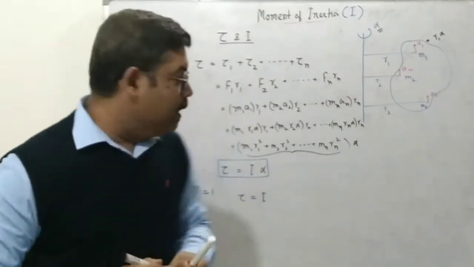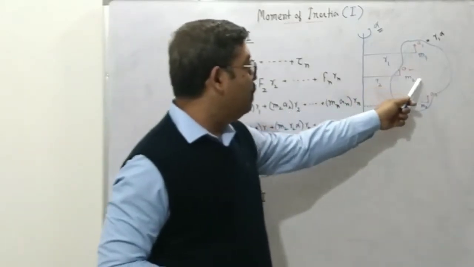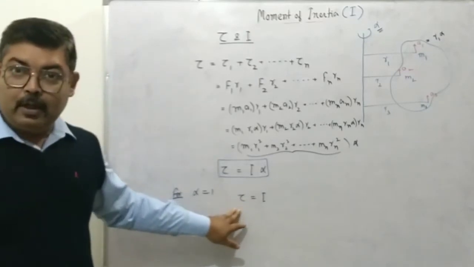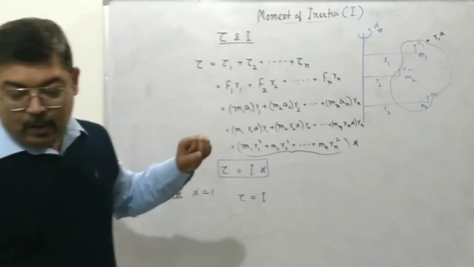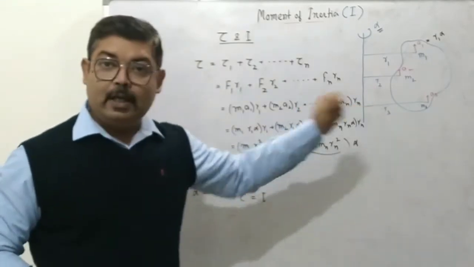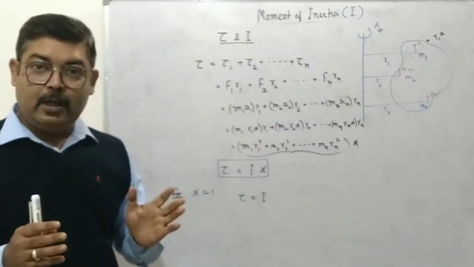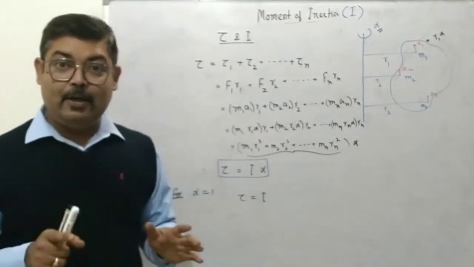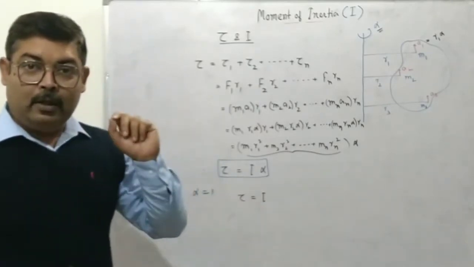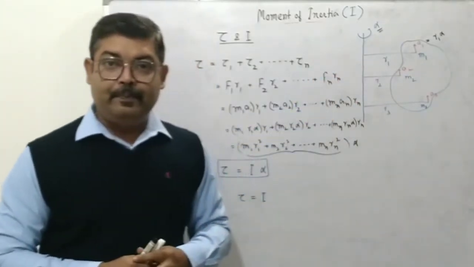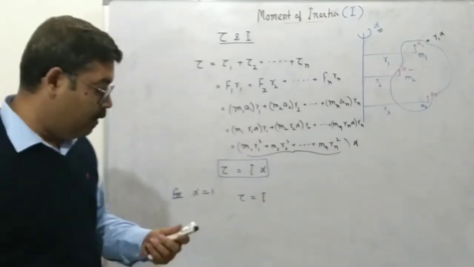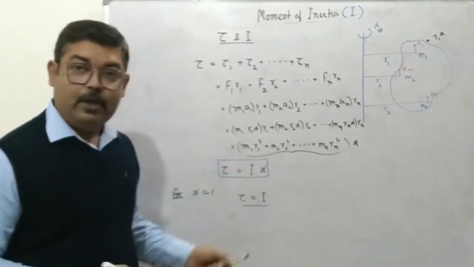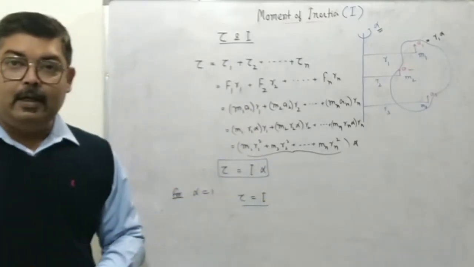That is to say that the moment of inertia of a rigid body about a given axis is numerically equal to the torque that produces a unit acceleration in the body. Moment of inertia about a given axis is numerically equal to the torque that produces a unit angular acceleration in the body, not unit acceleration. Okay, so this is the relationship between moment of inertia and torque.